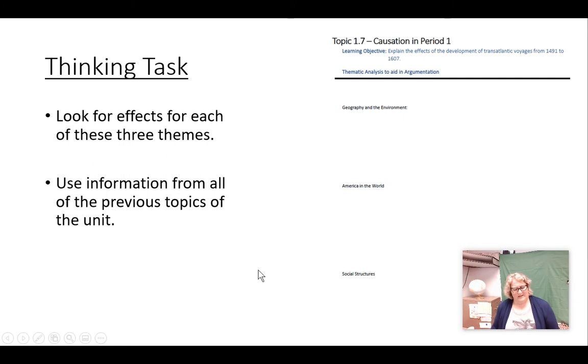Okay, your thinking task then, as you study this topic, is to look for effects for each of these themes. Okay, look for big effect ideas and then provide examples, specific and relevant historical examples that support your conclusion on these effects, right? You are basically making a lot of little claims here. So you're going to make a claim on how European transatlantic voyages changed or affected geography and environment, and then you give some specific examples that illustrate your claim.